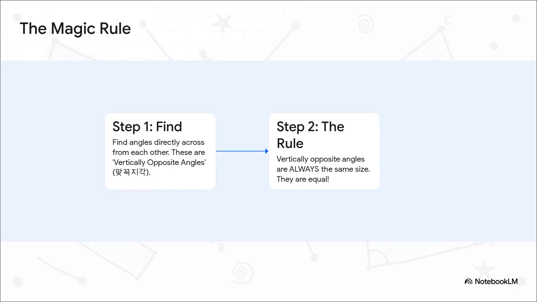Okay, here comes the magic rule. Look at the angles that are directly across from each other. So angle A is right across from angle C. We call these vertically opposite angles. And here's the magic part. They are always the exact same size. They are always equal. No exceptions.